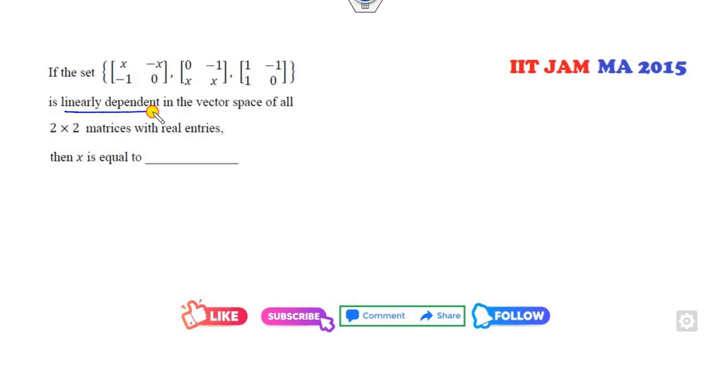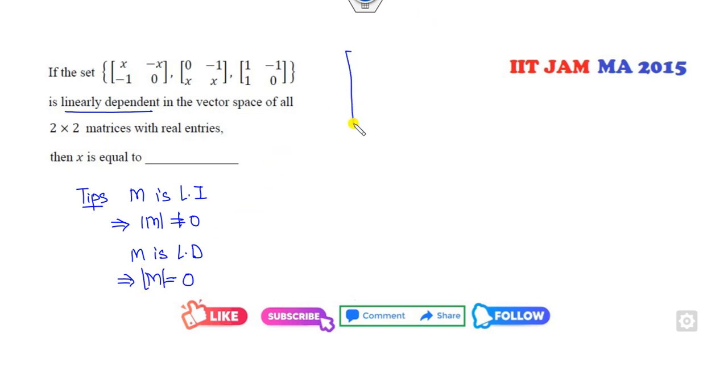Which of the following is LD? Always remember, you can say the matrix is LI when the determinant is non-zero. The opposite is when you can say the matrix is LD, when the determinant is 0. So I can write the matrix first. The first column is x, minus 1, 0; then 0, minus 1, x; then x, 1, minus 1, 1, 0. So it is my 4 cross 3 matrix. If I call it M, now it is LD.